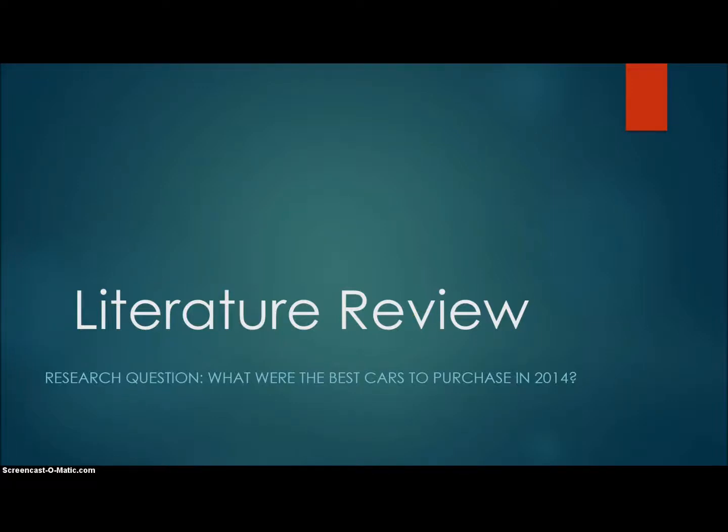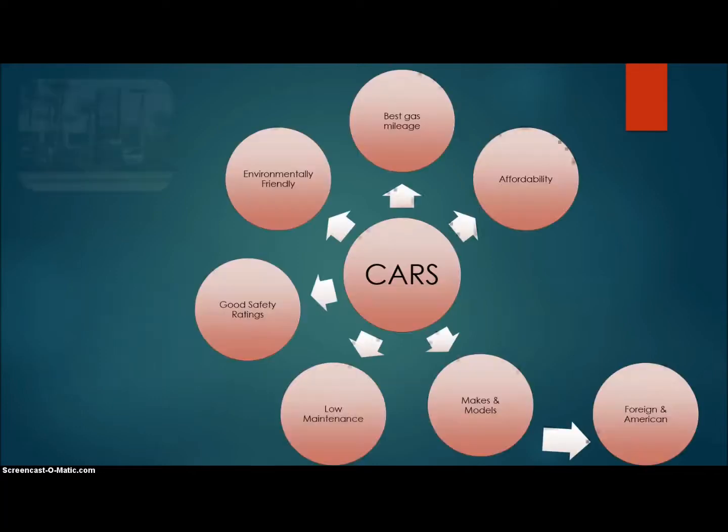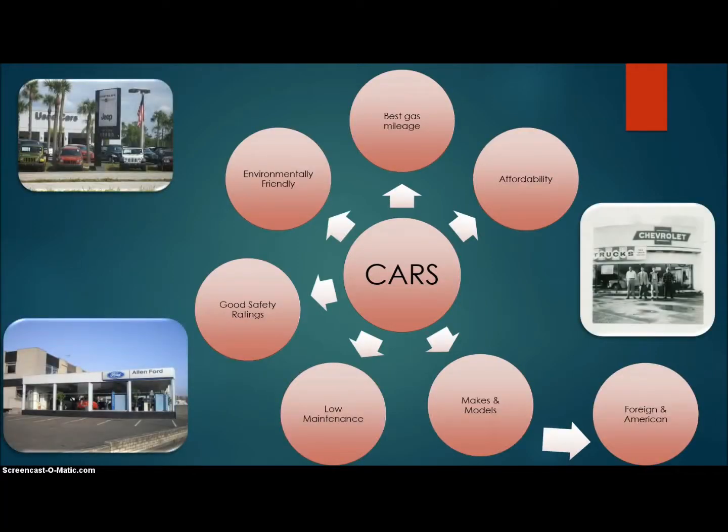So this will be a simplified explanation of what a literature review would consist of. We're going to just pretend, for the sake of the video, our research question is, what were the best cars to purchase in 2014? Now, I've put together just a simple outline or bubble map to give you a visual, so you can pretend with me that our research paper is about cars and the best ones that we could have purchased in 2014.